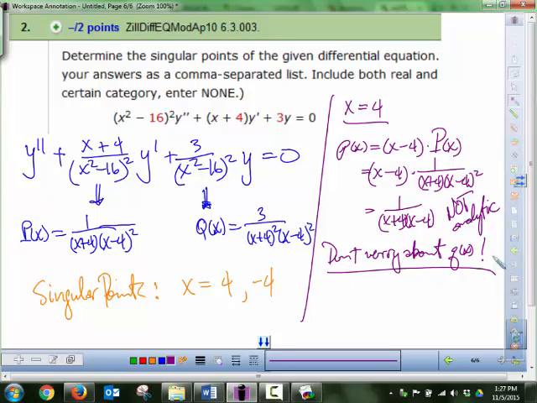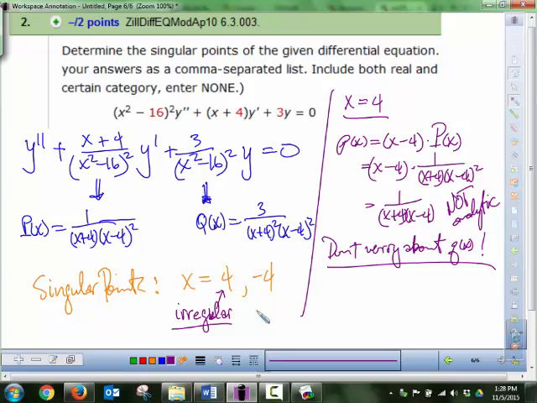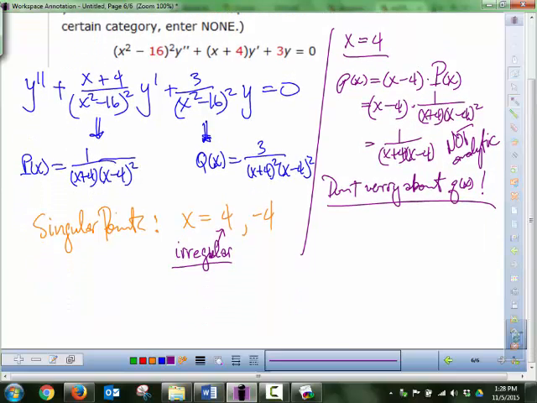Because we can just say that this is a singular point. This is actually an irregular singular point, because it doesn't satisfy the criteria that we need. Okay? So let's see if negative 4 has a chance.